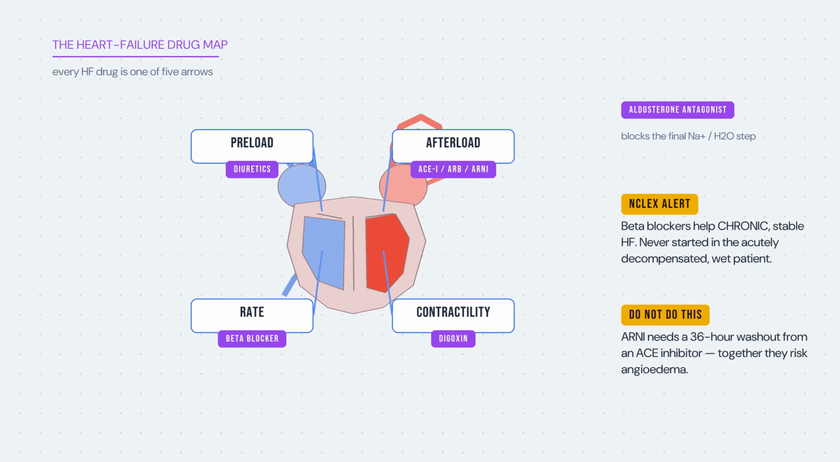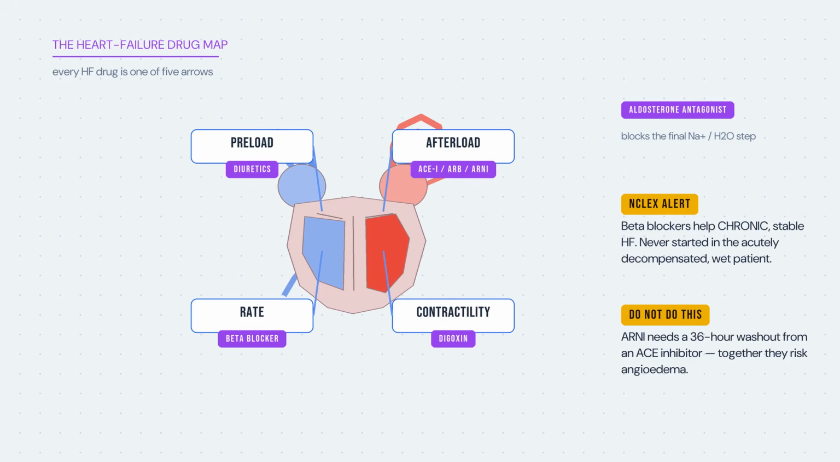So bring back the frame and place the drugs. Diuretics pull off volume, that's preload. ACE inhibitors, ARBs, and ARNIs reduce vasoconstriction, that's afterload. Plus they block the remodeling. Beta blockers slow the rate and protect the muscle long term.